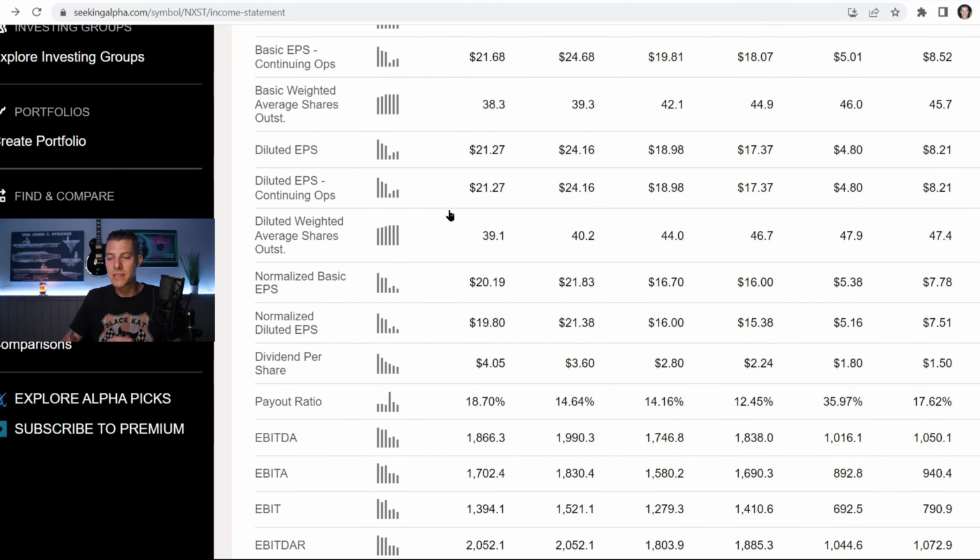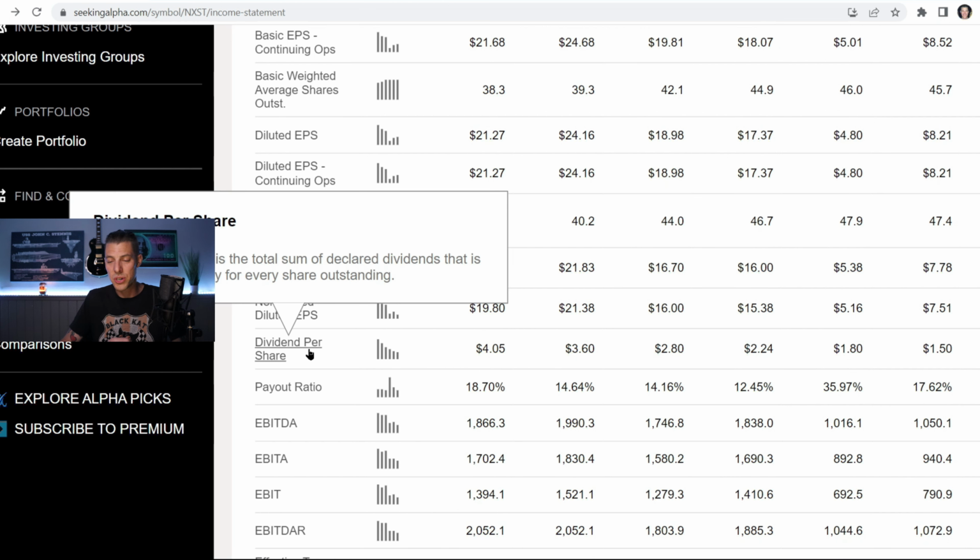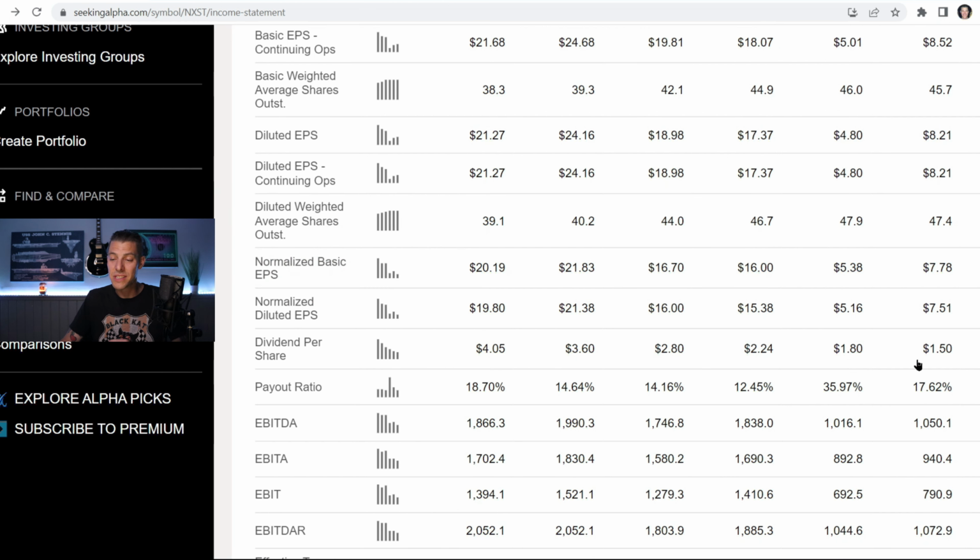And we'll talk about this a little bit later, but the dividend per share, we would ideally like to see this increasing, which every year, going back 5 years for Nexstar Media, 6 years including the trailing 12 months, it indeed has been increasing. More on this $4.05 number a little bit later.